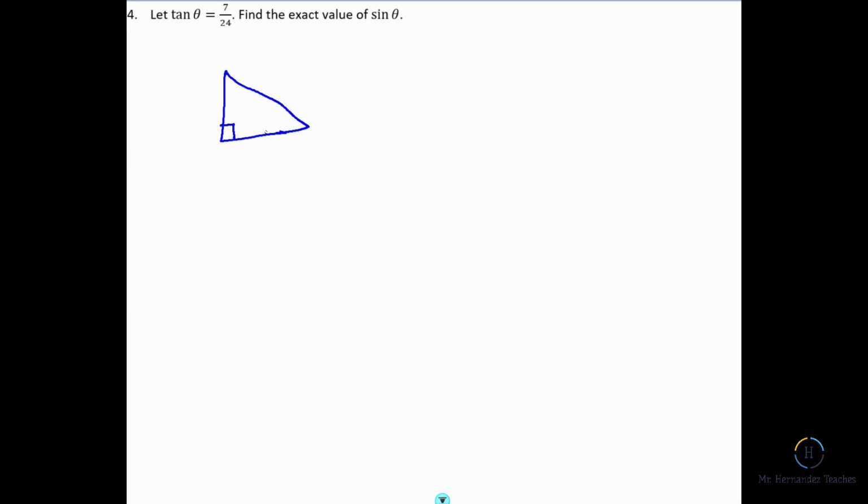All right, so we're saying tangent of theta is 7 over 24. If I put theta here, tangent, remember, is opposite over adjacent, so opposite is going to be 7 over 24. We want to find the exact value of sine of theta. So sine of theta is equal to opposite over hypotenuse.